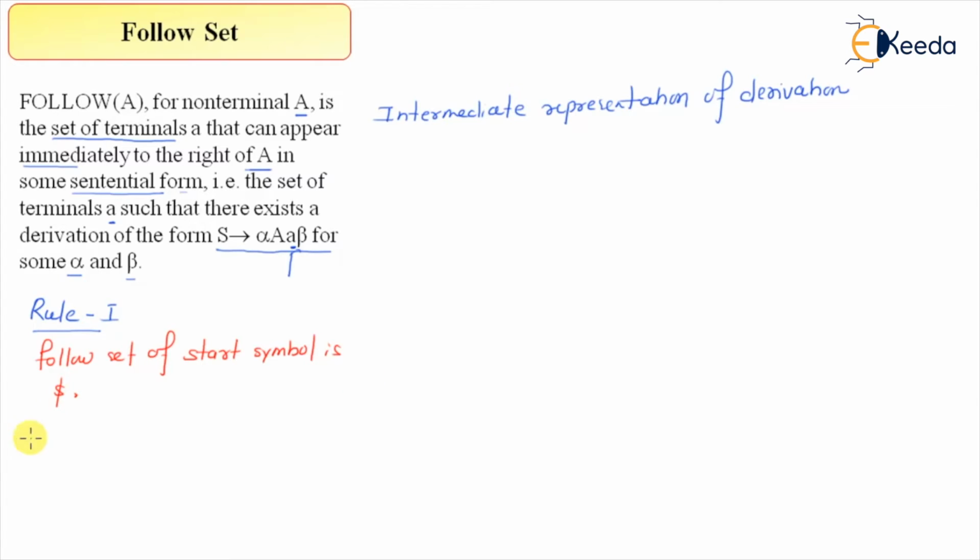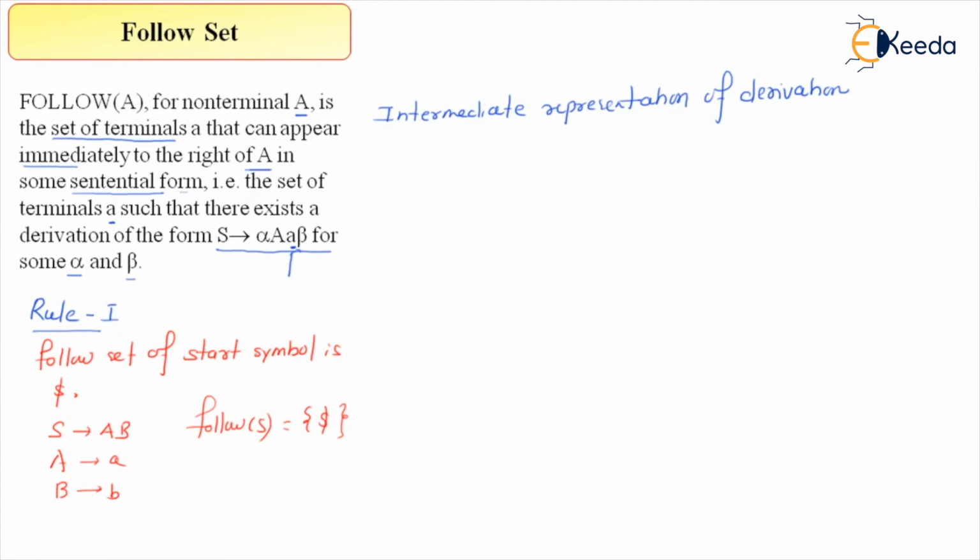Suppose S derives A B, A derives a, and B derives b. The simple question is, what is follow of S? Do not get confused. S is the start symbol and will include $. Is it the only symbol? No, that will not be the only symbol. We have to look at the grammar.